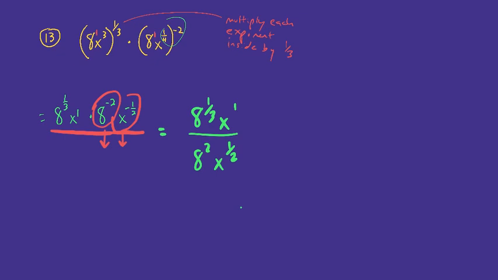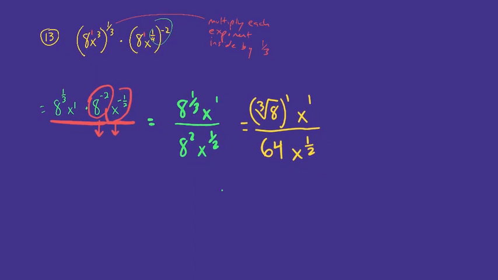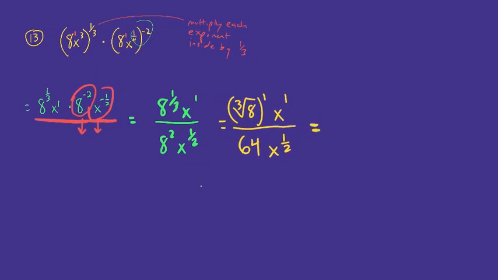And just because I know this comes up on a few of them, we'll go ahead and simplify this. Make this the cube root of 8 to the first. And then on bottom, 8 to the second is just 64. 8 times 8. Cube root of 8 is 2. 2 to the first is 2. Then we've got x to the first, 64, x to the 1/2.